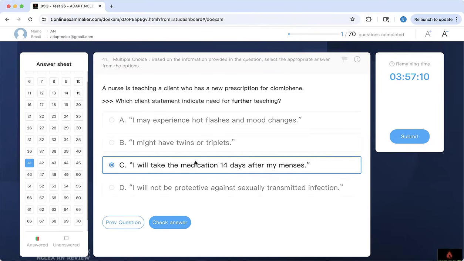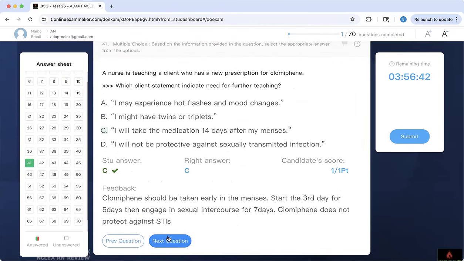You may have hot flashes and mood changes because of the increased estrogen level. It does not protect you against sexually transmitted infection. If you need ovulation, you should take the medication earlier in your menses, not 14 days after. It is usually taken in the first, second, third, up to the 5th day when you start your menses. So by the time you finish, you're really ready to ovulate. So that's why C is the right answer.